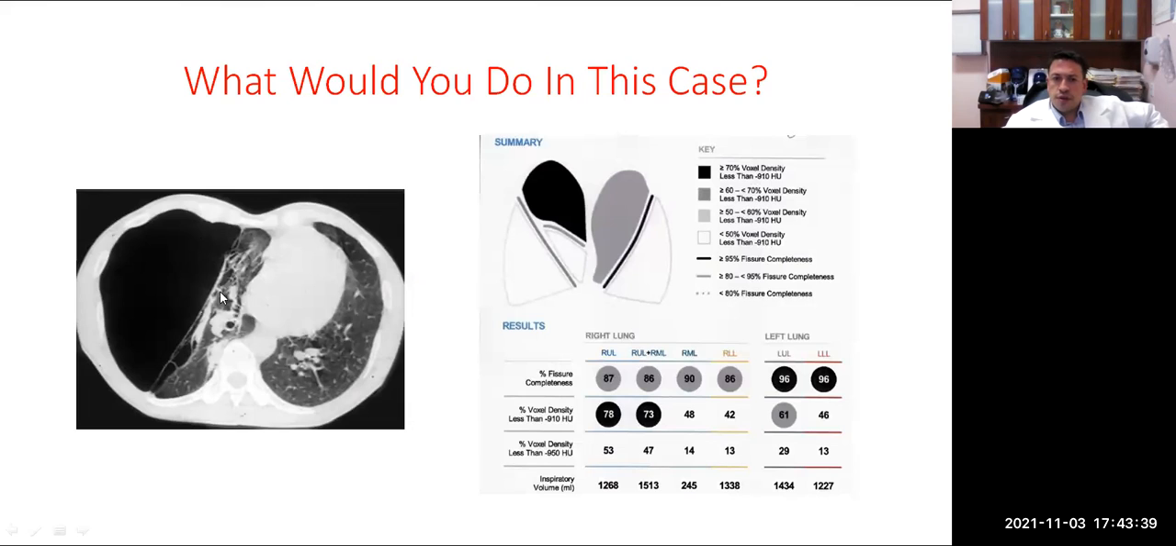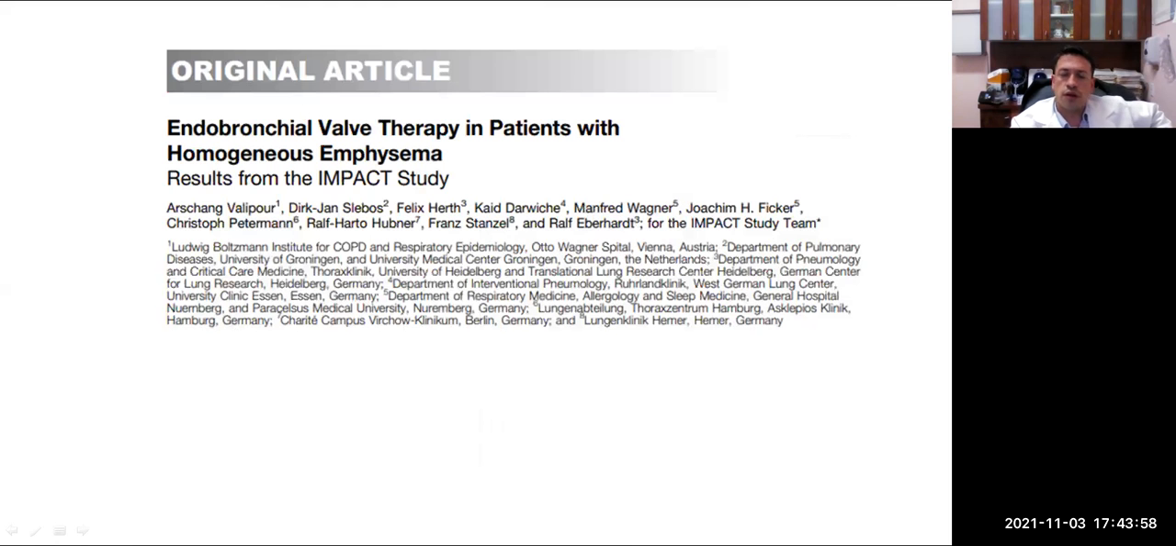How about this patient? Well, this patient, as you can see, has a lot of destruction in the right upper lobe, but when you look at the CAT scan, the right upper lobe is basically one big bulla. So this patient would be a bullectomy patient, as opposed to valves. So again, those are some of the patients.